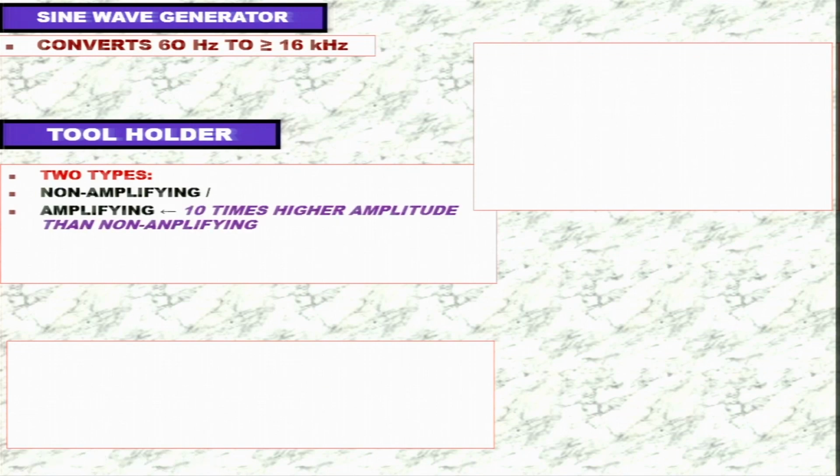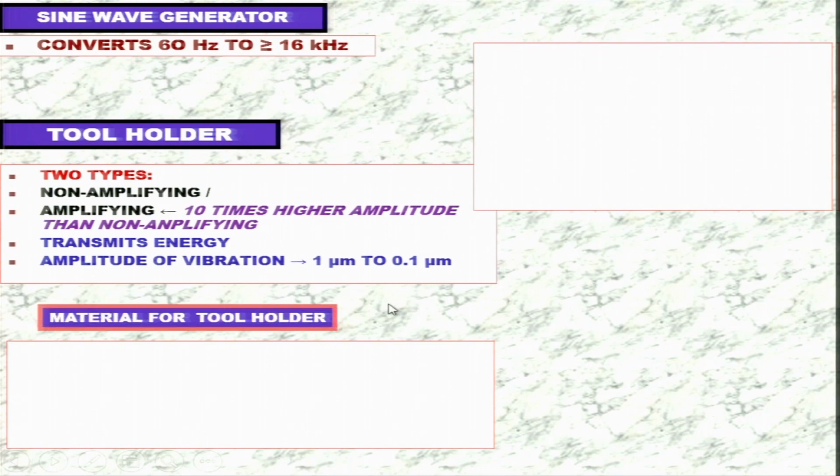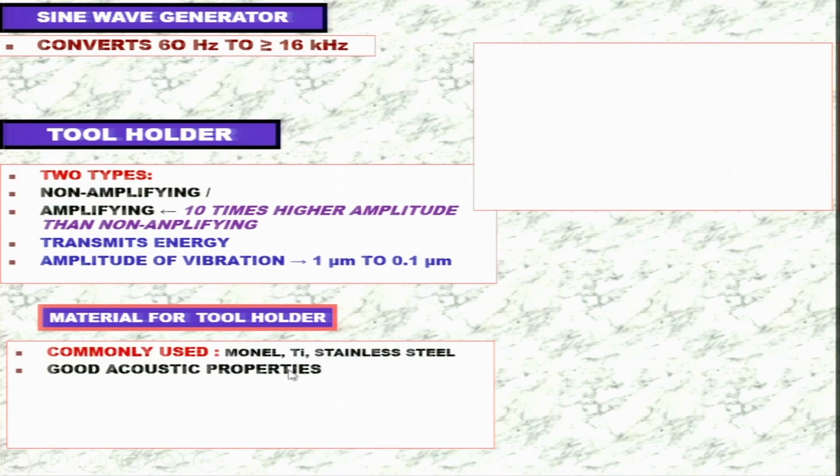Tool holder, there are 2 types of tool holder, non-amplifying tool holder and amplifying tool holder. The amplifying tool holder can give 10 times higher amplitude than the non-amplifying tool holder. It transfers energy, and amplitude of vibration is 1 micrometer to 0.1 micrometer. Material for tool holder. Commonly used material for tool holder is monel, titanium, stainless steel.